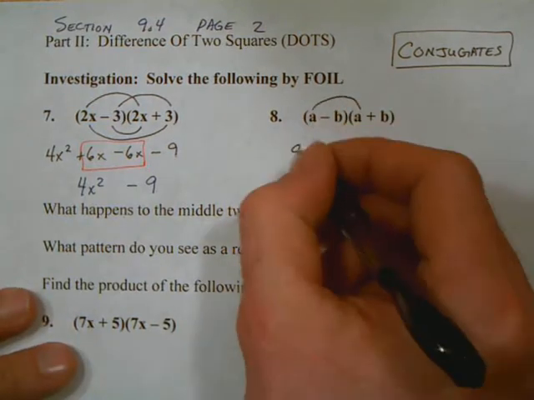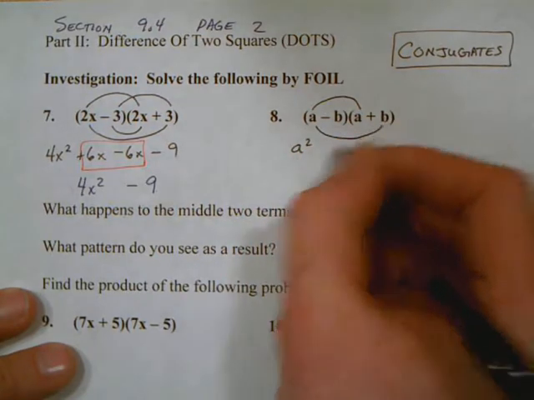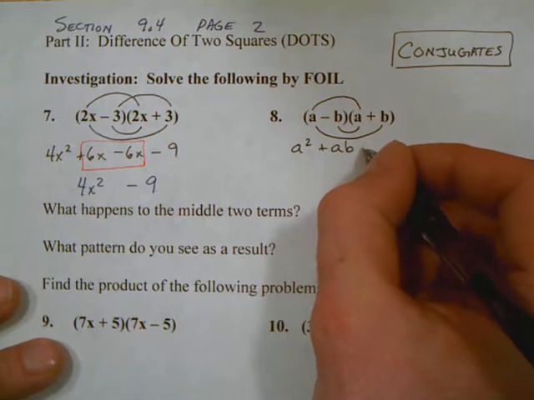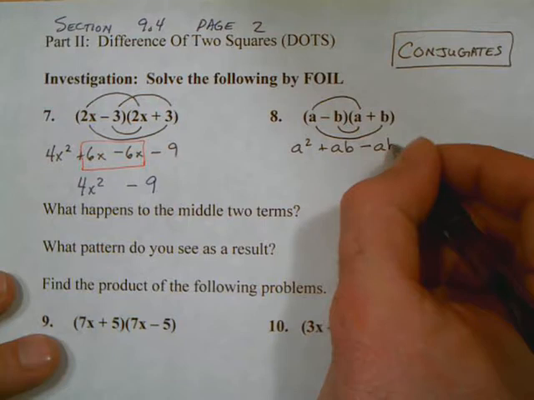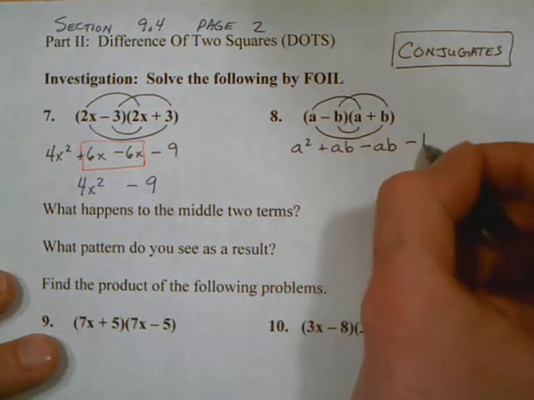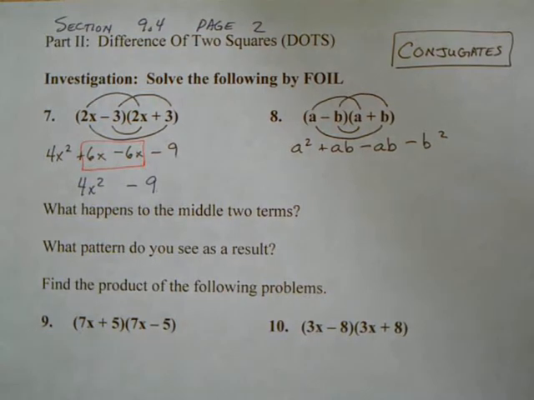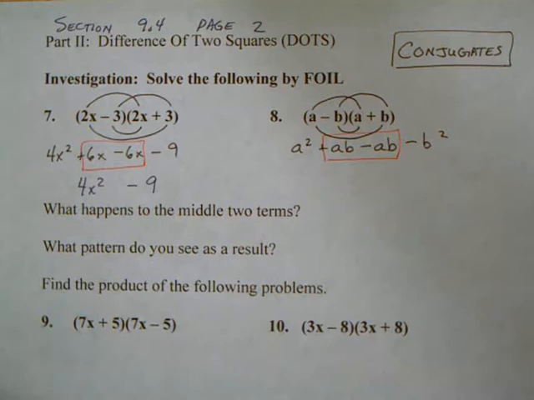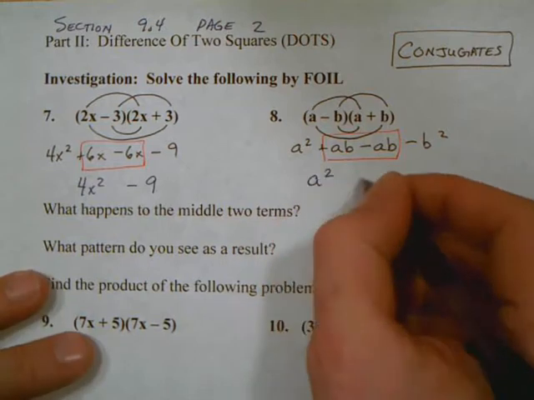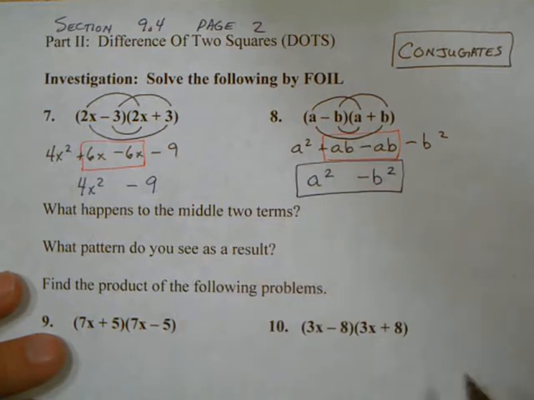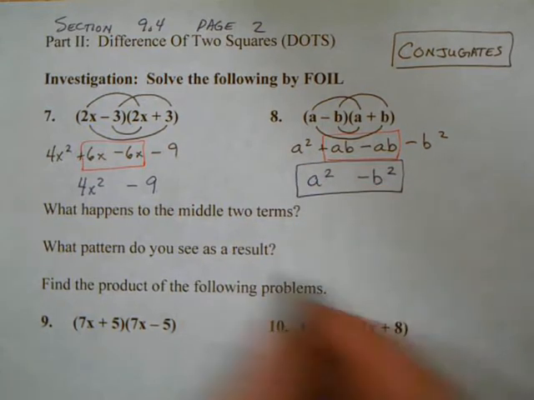Let's look at a general question. A times A is A squared. Outside, AB. Inside, now on this one I want to take a moment and emphasize we want to write our letters always alphabetical, so minus AB. And then last, minus B squared. Once again, our middle two terms cancel each other out, leaving us with an answer of A squared minus B squared. This is our general form for the difference of two squares.